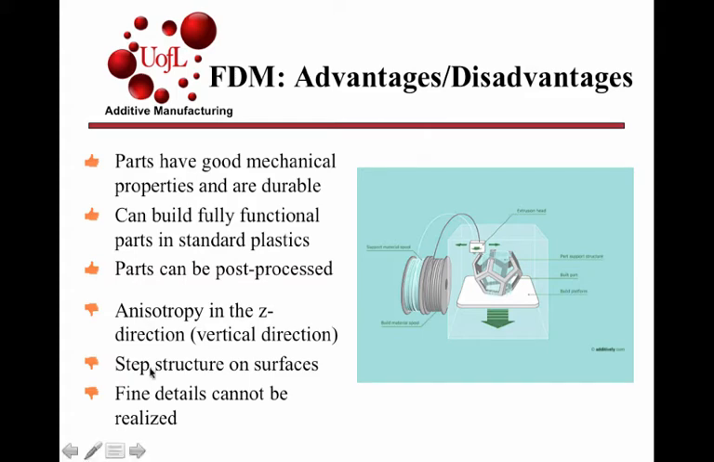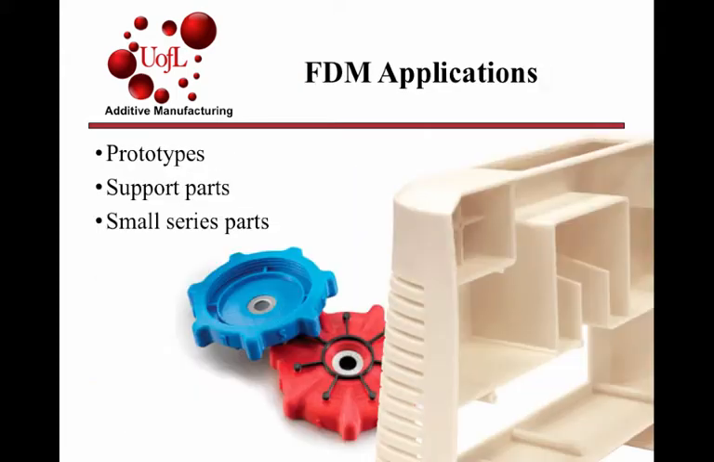Because of the layer by layer approach, you end up having a step structure on surfaces that needs to get rid of. Fine details are impossible to be realized because you are working with a 1 millimeter to 3 millimeter diameter filament, and so that limits the surface resolution, feature resolution that you can get. FDM applications are wide. You can make prototypes, you can make support parts, you can make few limited edition parts. There has been an explosion of interest in 3D printing thanks to this method.